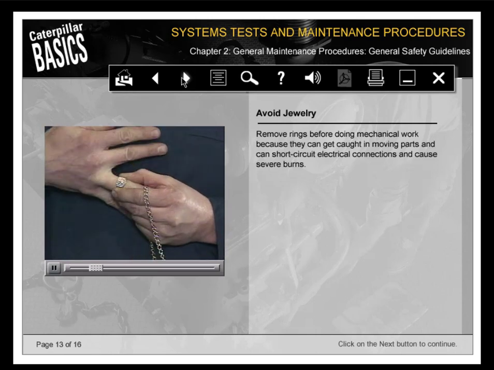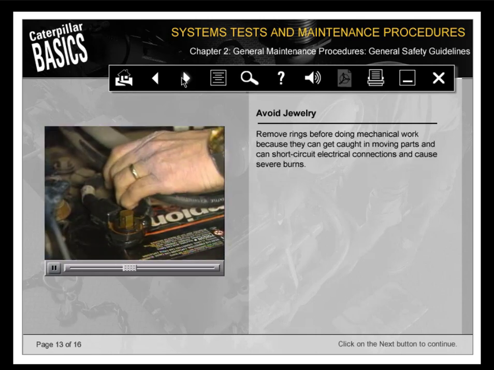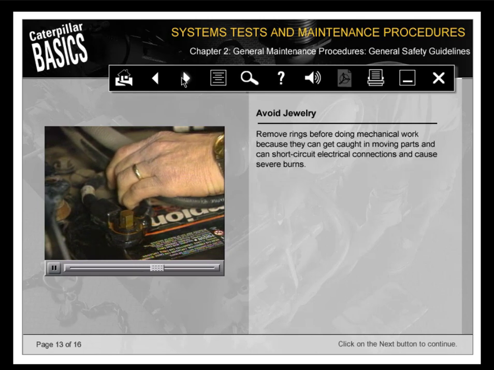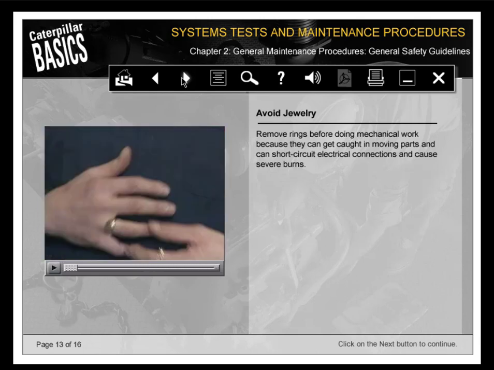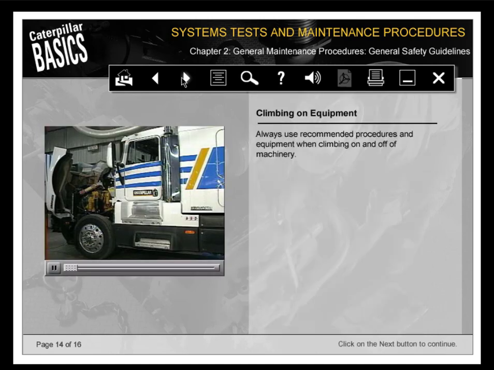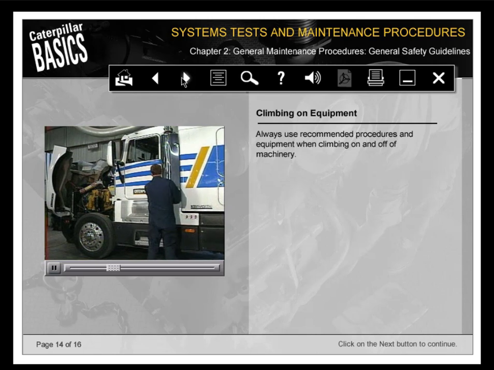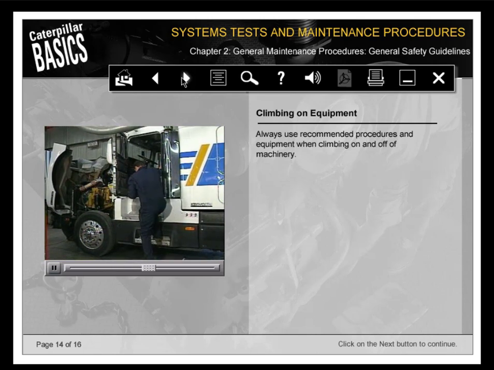Remove rings before doing mechanical work because they can get caught in moving parts and can short-circuit electrical connections and cause severe burns. Always use recommended procedures and equipment when climbing on and off of machinery.